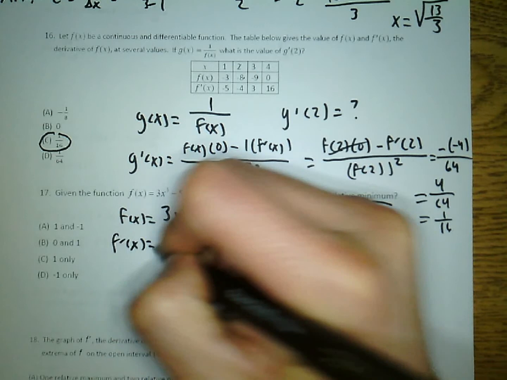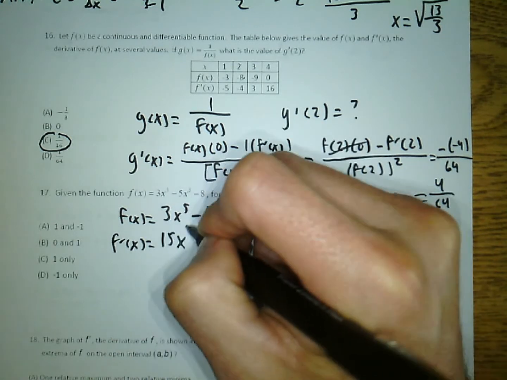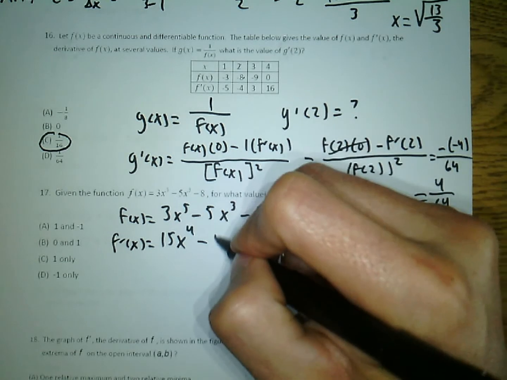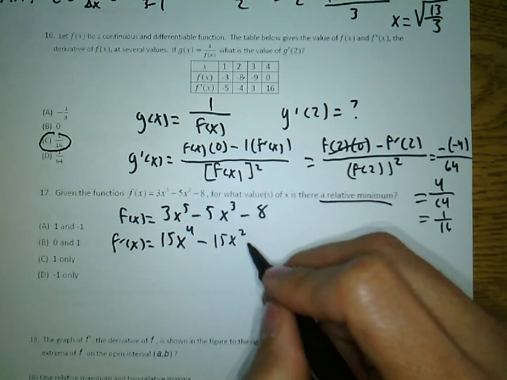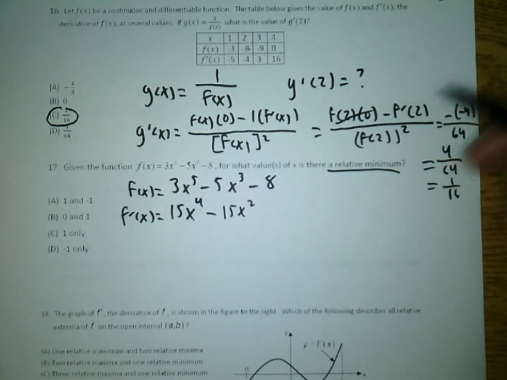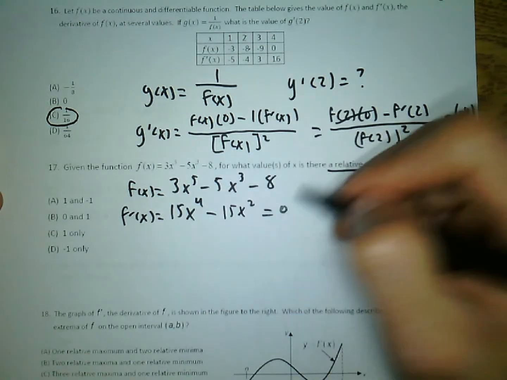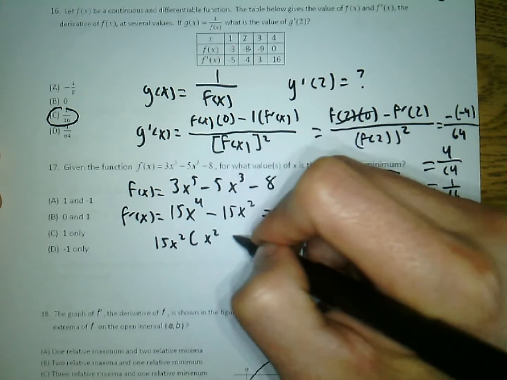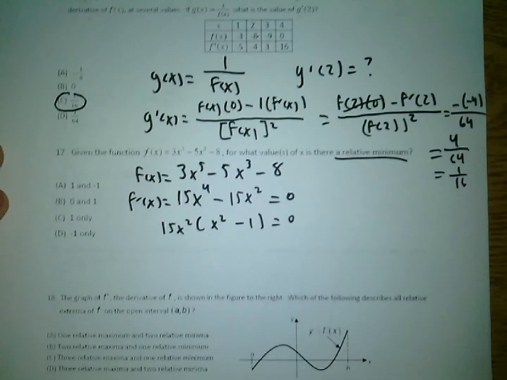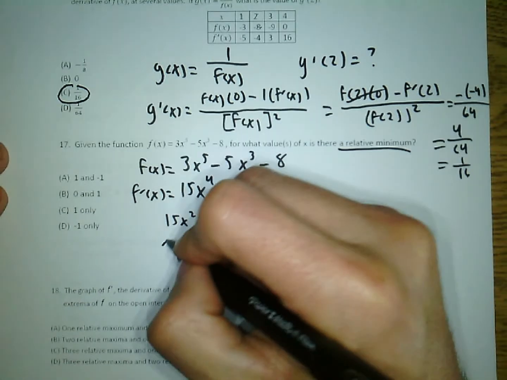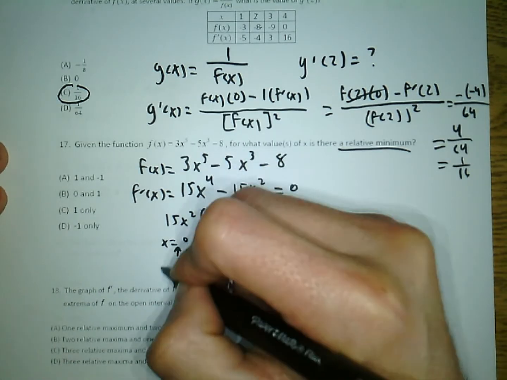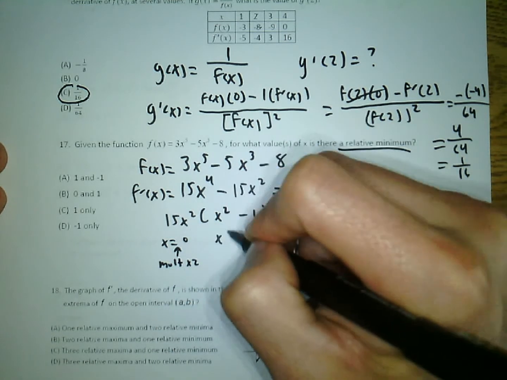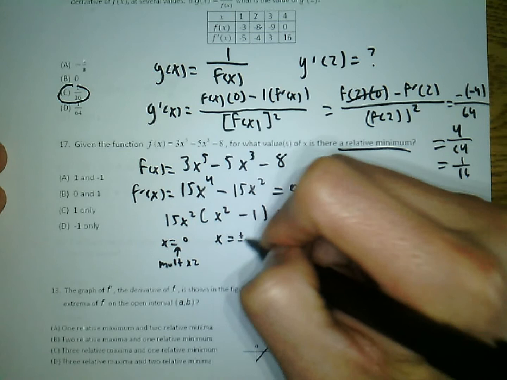So, f prime. 5 times 3 is 15. This becomes x to the 4th. 5 times 3 is 15. This becomes an x squared. And the derivative of 8 is gone. So that makes this a little easy. We're going to set this equal to 0. They both have a 15x squared in common, which means I would have an x squared minus 1 equaling 0 there. So if I set this equal to 0, that would mean x is equal to 0 with a multiplicity of 2. And then this would be x is equal to plus or minus 1.